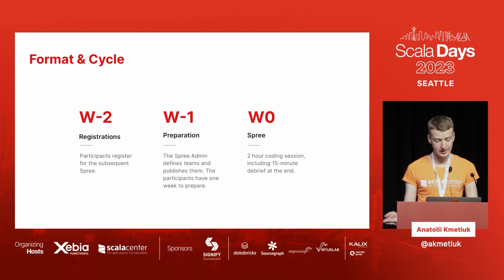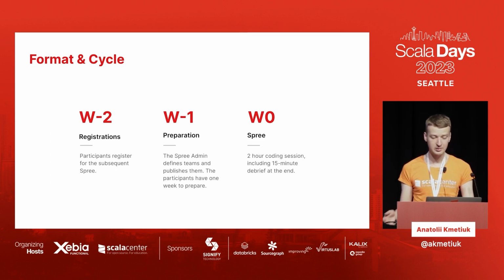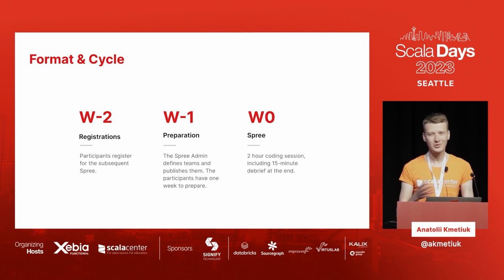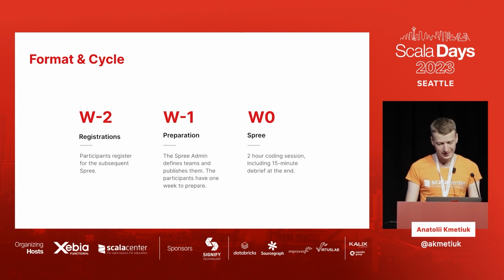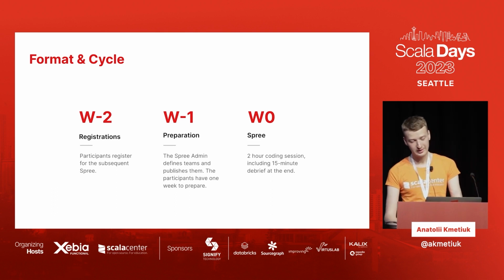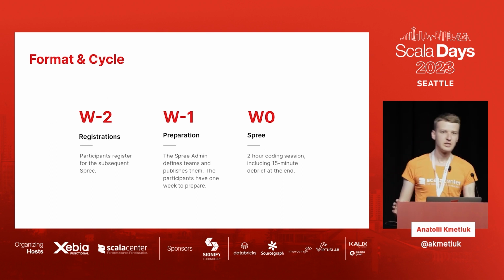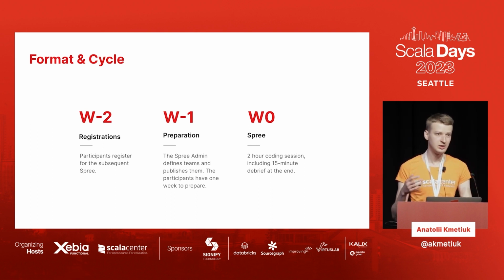Next, the subsequent week, week -1, is the preparation. So we figured out it's a good idea to give people at least 1 week to prepare for the spree, because at first we were not giving this week, and some people were complaining, I want to look at the issue beforehand. So we are having this week of preparation, and finally week 0 is the spree, which takes place over the course of 2 hours, including a 15-minute debrief at the end.